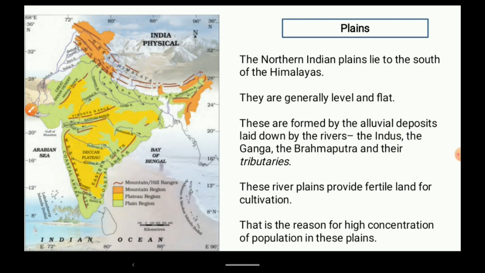If you ask why plain areas are always highly populated, this is because the alluvial soil is rich in content. They provide fertile soil for cultivation like agriculture and many other activities. Due to this, the people who stay there have a very good economy. That's why plains always have a high concentration of population.